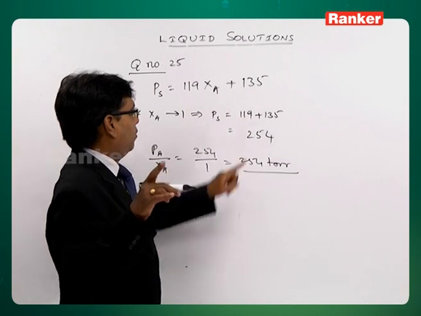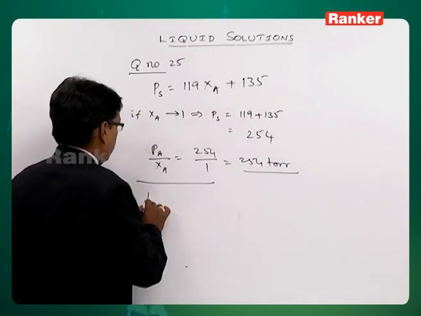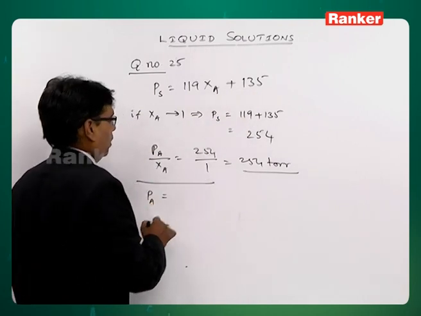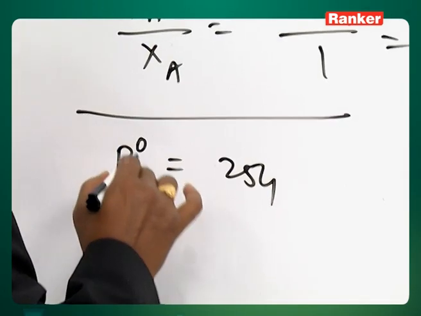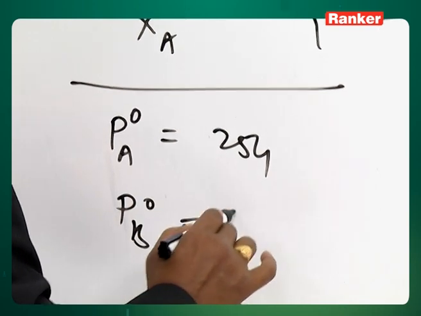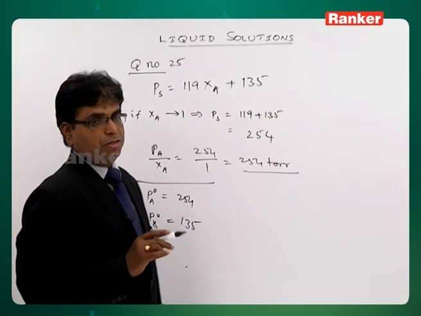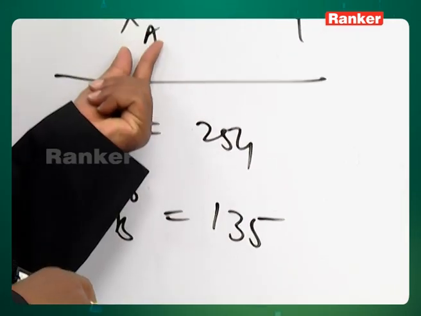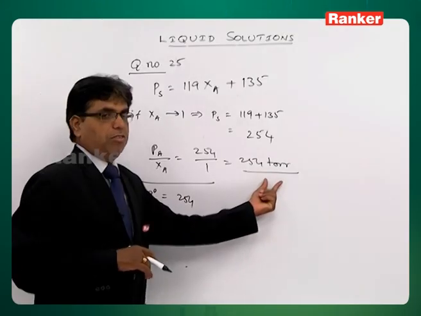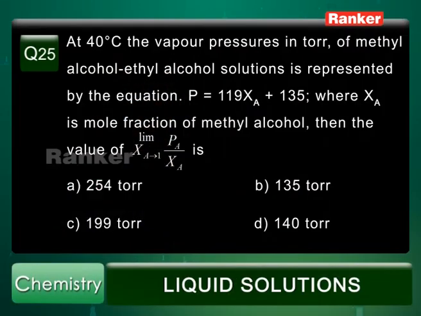So, here what we have to understand is that the partial vapor pressure of A is 254 torr, I mean PA naught will be 254 and PB naught is 135. This is the information we can get. So, PA naught is 254, XA tending to 1 is nothing but PA naught. So, this is equal to 254. So, the answer must be option A.